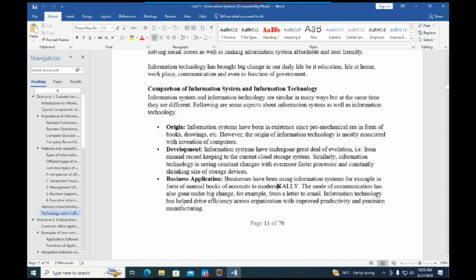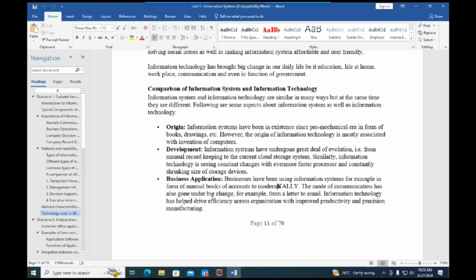So let's make a comparison of the information system and information technology. Don't forget that we said information technology is a subsystem of the information system. So in terms of origin, the information systems have been there even before the pre-mechanical era. They have not been there in form of computers, but they have been there in form of drawings, in form of books. But information technology is actually attributed to the invention of computers.